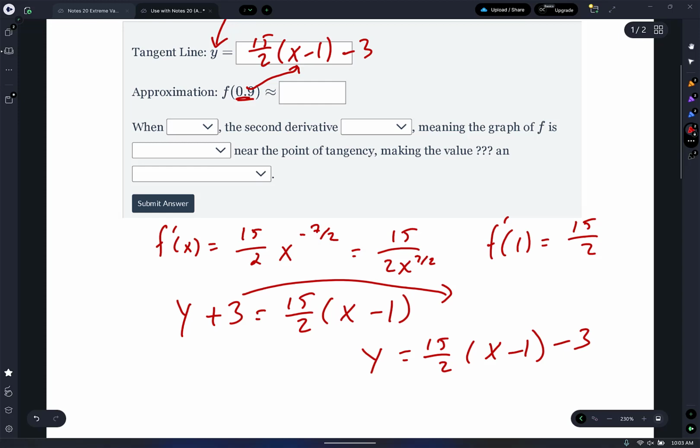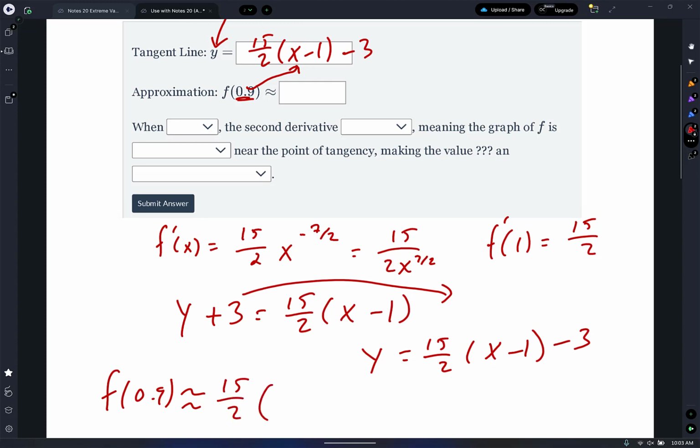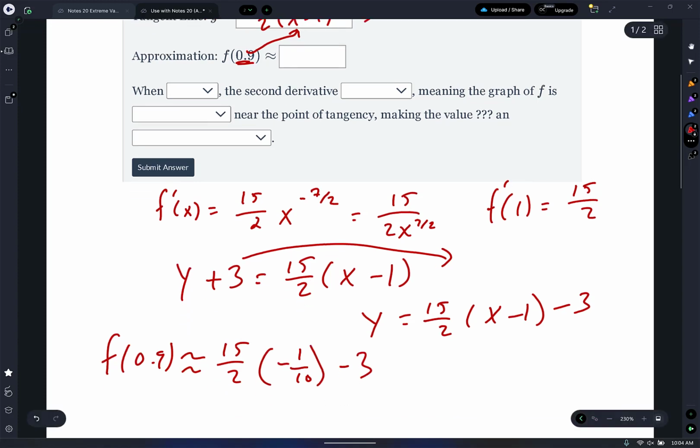So here we go. If I want the approximation of f of 0.9, f of 0.9 is approximately 15 over 2. And I prefer fractions. So 0.9 minus 1 is, what's that, negative 0.1? So negative 1/10. Did I do that correctly? Minus 3.